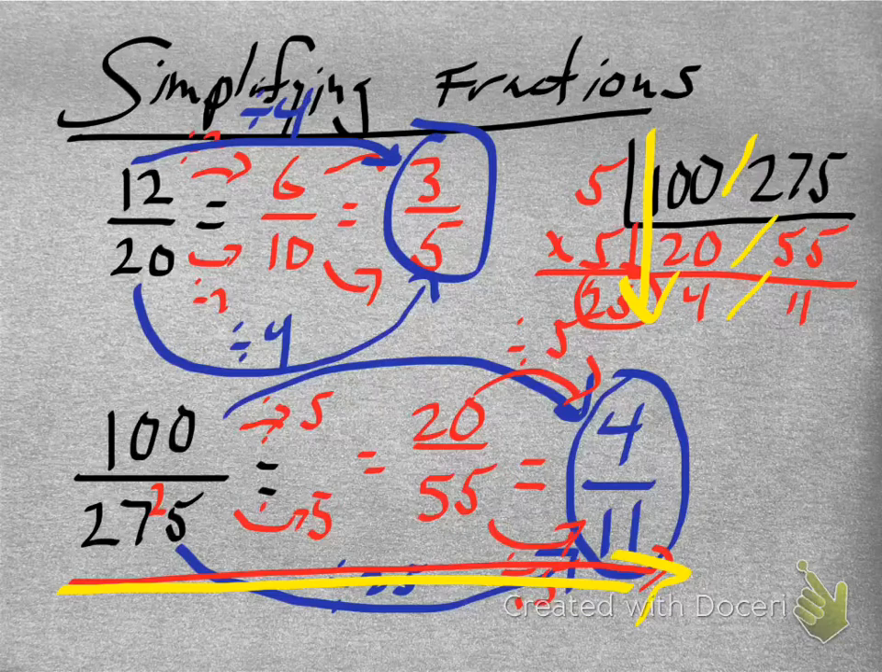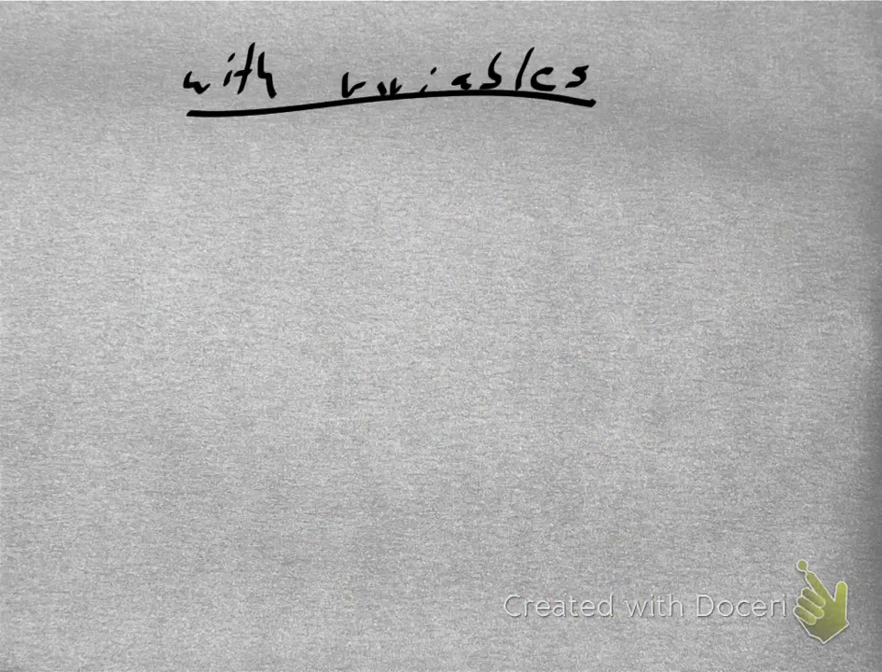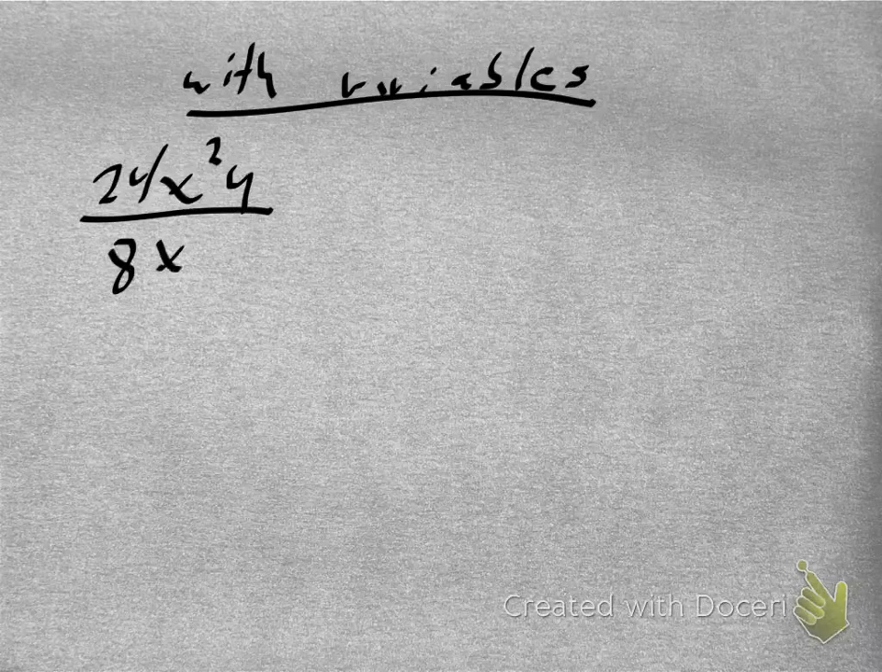Now, one last thing. We can do the exact same thing with variables as well. All right, so now let's reduce a fraction where we have variables. So let's take a fraction like 24x squared y and divide it by 8xy. So again, one step at a time, let's reduce this. Now there's another way we can show our reducing. Instead of all those arrows, I can reduce like this.